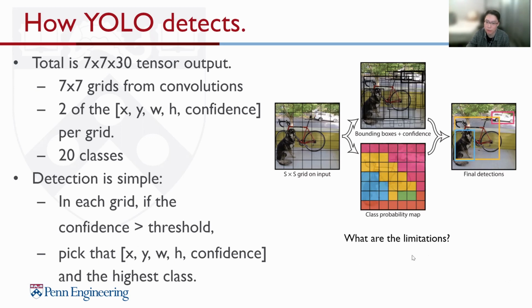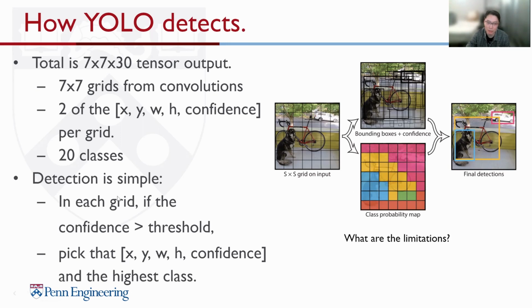So what do you think is the limitation? One very straightforward limitation is that each grid can only have one class. That means for each grid, even if there are 2 objects over here which belong to 2 different classes, we can only detect one class in this grid, right?